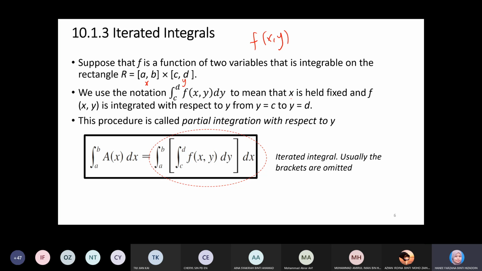Like in this case, you have the integral from a to b of an inside area, which is the integral of f of x and y dy, then dx. You integrate the inside, then you integrate the outside. That's why it is called the iterated integral. You do it one by one. Usually the brackets are omitted, but they are just to help you visualize that we do the inside first, then the outside.